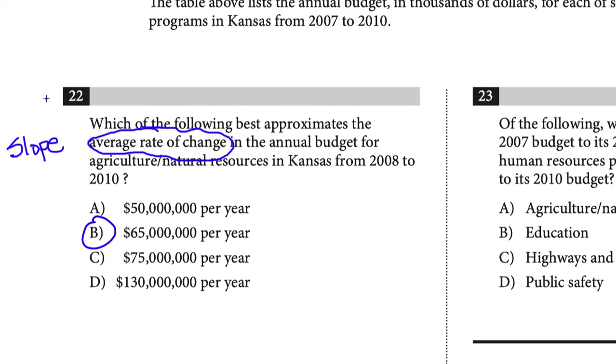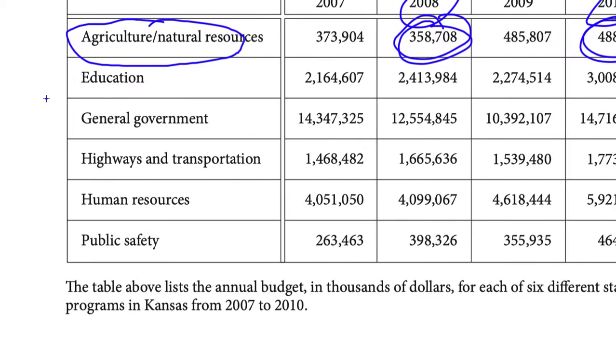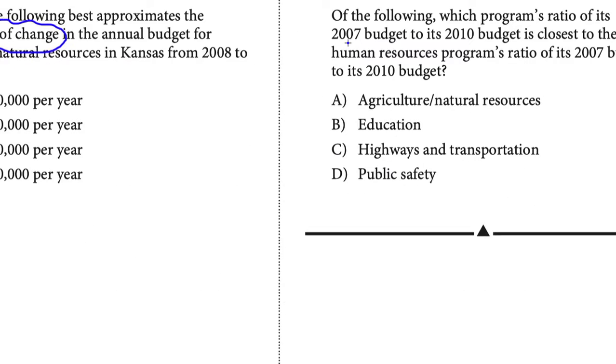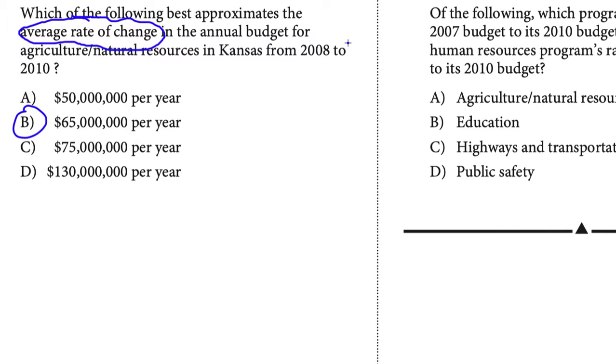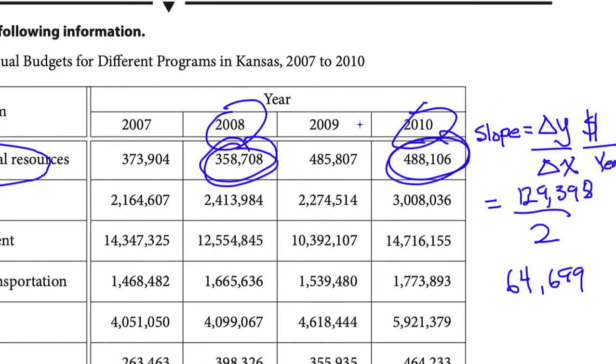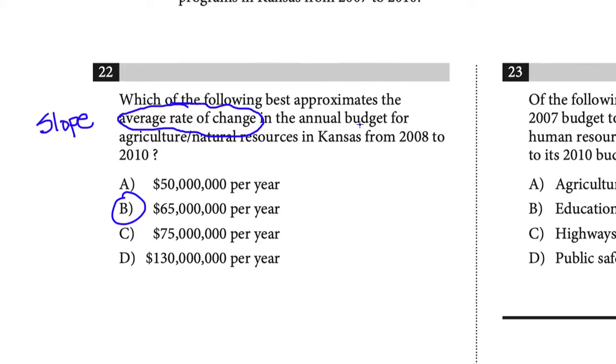I know for a fact for number 22, the quick way of doing this is to round. Instead of doing 488,106, I would just say 488,359,000. Just round it and then do the math faster that way. Well, Mr. Findo, isn't that 65 million? 65 million per year. Wait. Yeah, what is going on there?